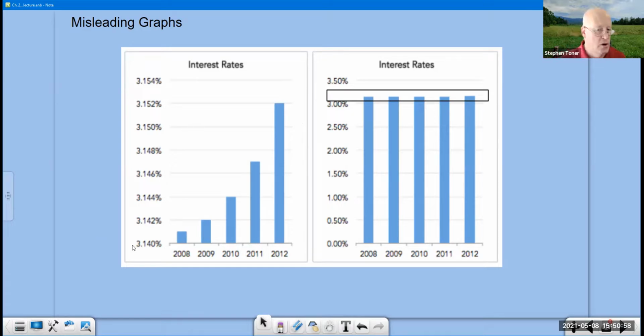So again, notice the graph at the left is not starting at 0, but it also doesn't have truncation marks or hairline fractures inside of those bars. So it is a misleading graph.